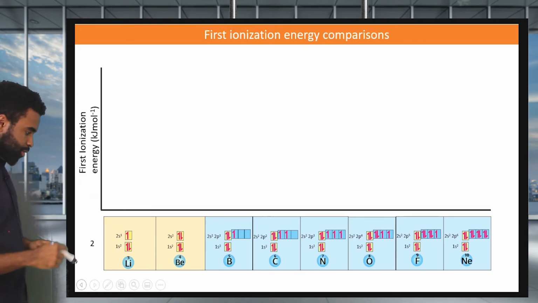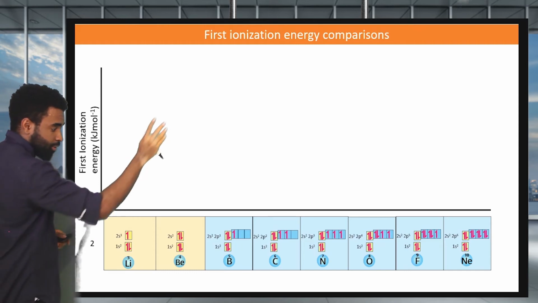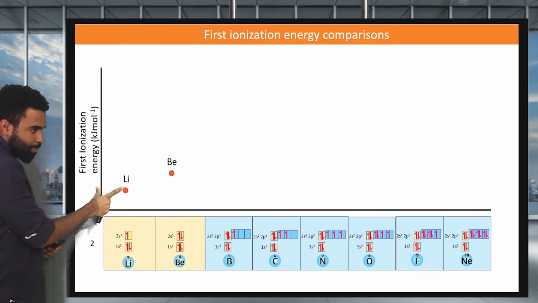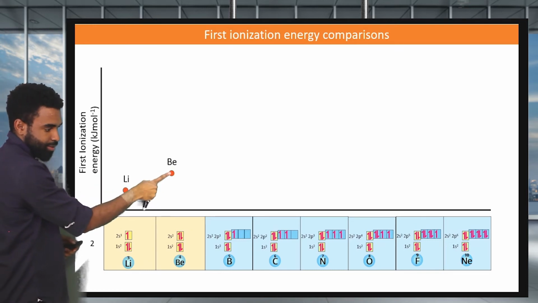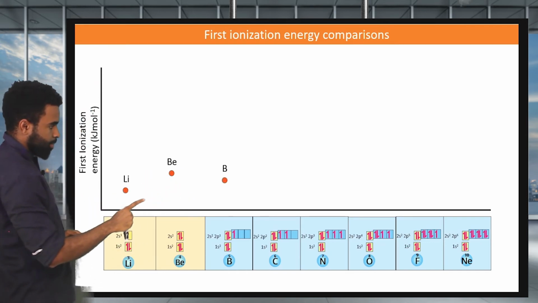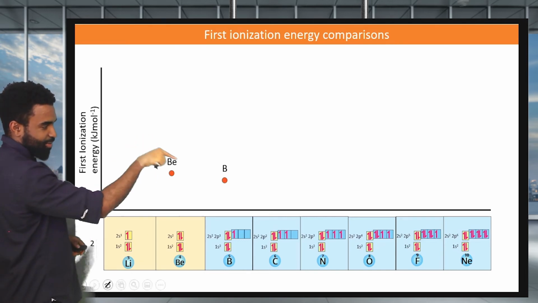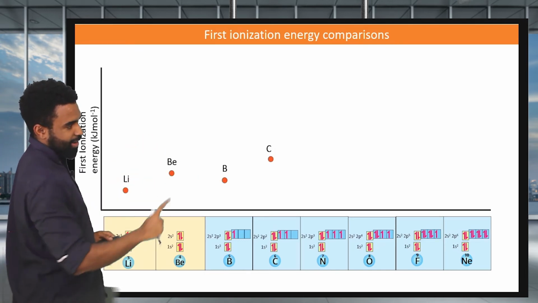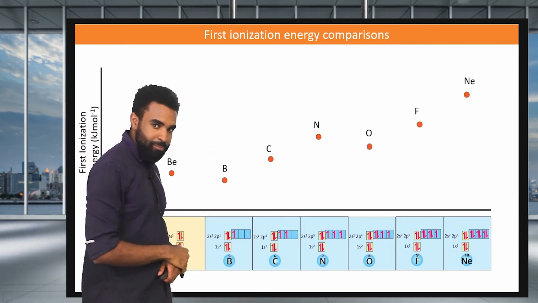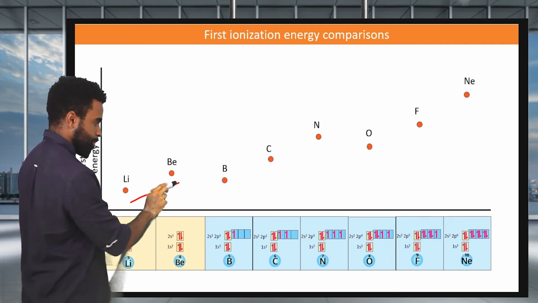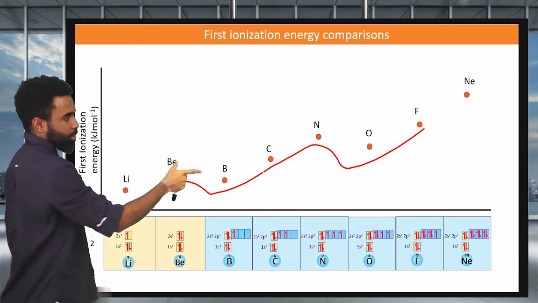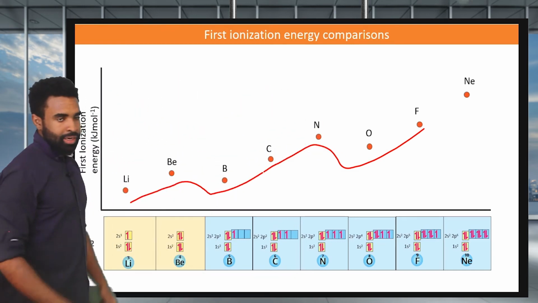Here is the trend. It's really quite a simple trend. The trend goes generally upwards, so it's easier to remove the first, most loosely held electron from lithium than it is for beryllium. Then we have a dip to boron, and then it gets harder again, and then we get a dip, and it's easier for oxygen, and then harder again, and harder again. So it seems we have this sort of dog tooth pattern, or I don't know how you would describe the shape, but it's generally going up with two discontinuities. How do we explain all of this?